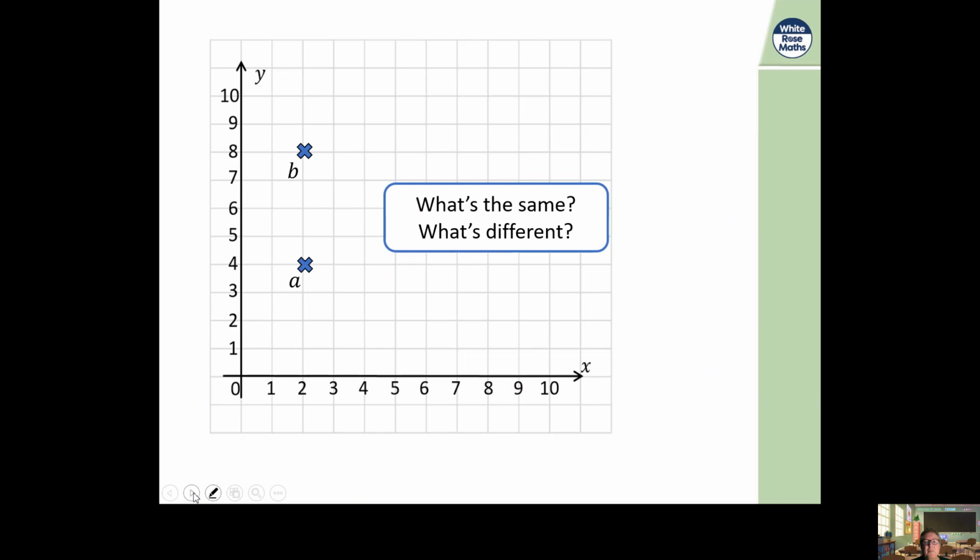So what's the same? What's different? If you did well on the last one, then you're going to be really speedy. If you did struggle on the last one, I'm really hoping that you're getting the idea now. So write down the coordinates of A. So we've got the x-axis and the y-axis. Do the same for B. Visually have a look at them. What's the same? What's different? Have a think.